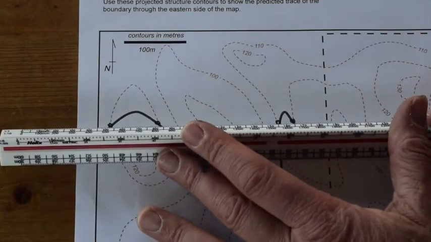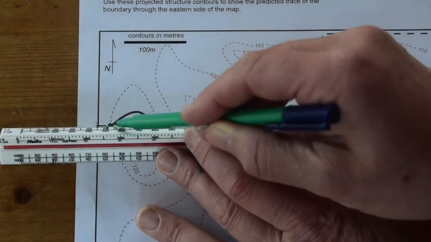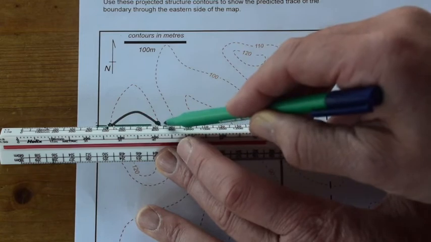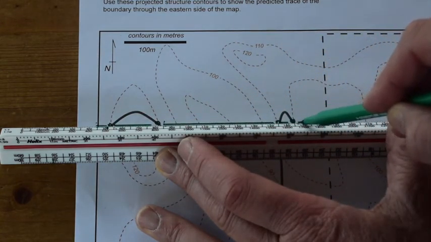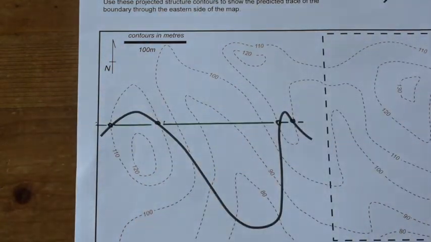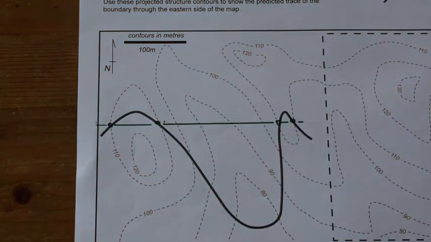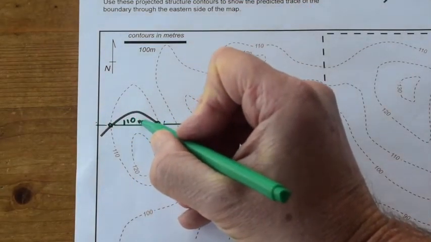I'm going to use a ruler for this for reasons that we'll see in a minute. Okay, so these line up in a straight line, which means that we can project this structure contour now out across the rest of the map. Let's build the rest of the array. We'll just label that before we go. That's 110 metres.